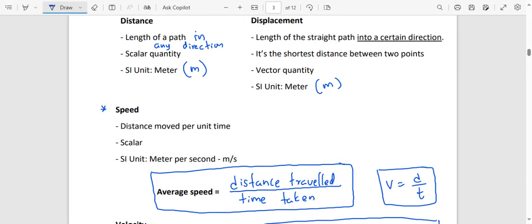You can write this part as a note: speed is distance moved per unit time. And remember, since distance and time are both scalar quantities, speed is also a scalar quantity, and the SI unit is meters per second, right? You can write this as a formula: average speed equals distance traveled divided by the time taken. The symbols we are using for this are v equals d by t, where v is the average speed, d is the distance traveled, and t is the time taken.